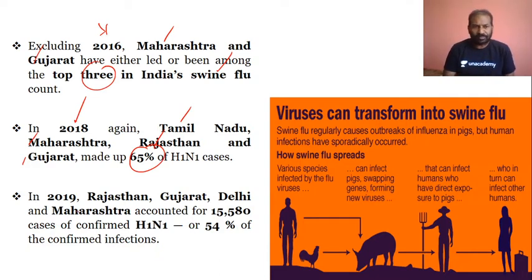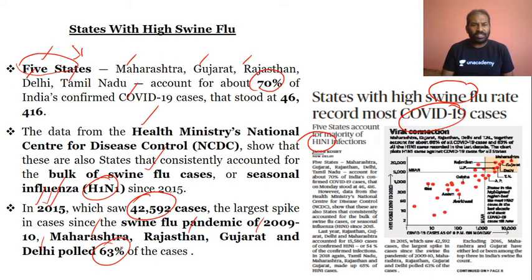There is a match. Again in 2019, we have seen Rajasthan, Gujarat, Delhi and Maharashtra. So constantly you can see Rajasthan, Gujarat, Delhi, Maharashtra are part of the swine flu and account for almost 70% of the COVID-19 cases. In the year 2019, they had 54% of the H1N1 cases. Look at it: 54% in 2019, 65% in 2018, and in 2015 it is 63%.